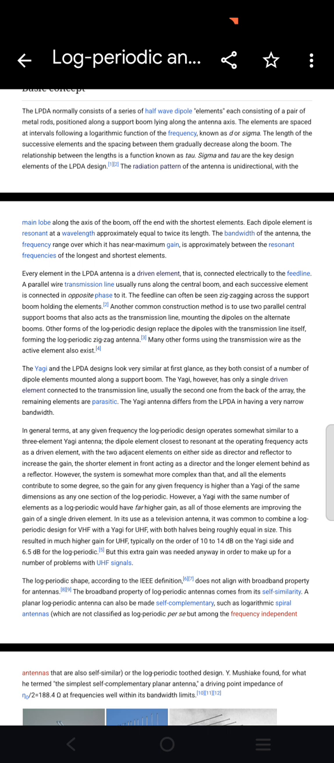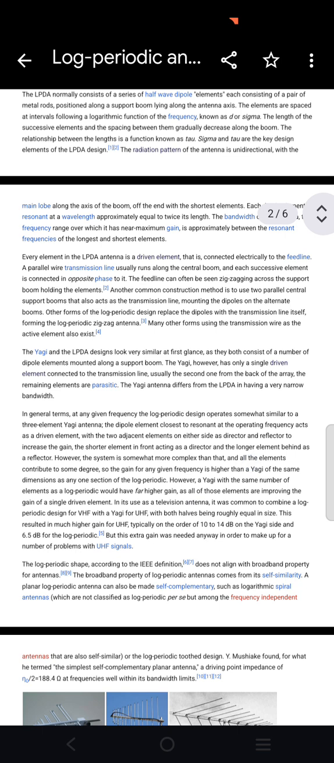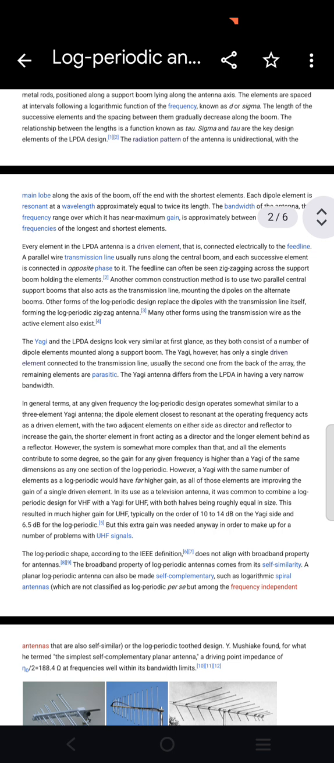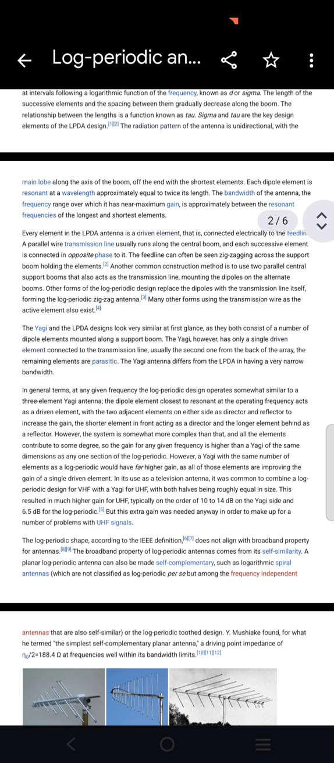Every element in the log periodic dipole antenna is a driven element that is connected electrically to the feed line. A parallel wire transmission line usually runs along the central boom, and each successive element is connected in opposite phase to it. The feed line can often be seen zigzagging across the support boom holding the elements. Another common construction method is to use two parallel central support booms that also act as the transmission line.